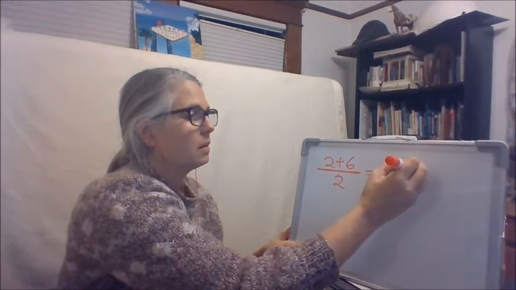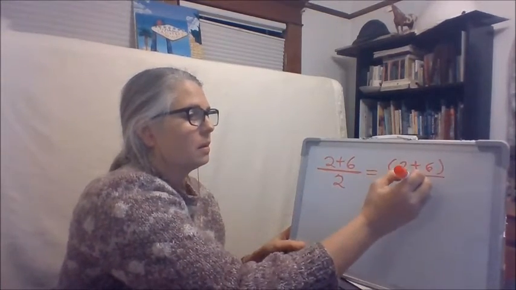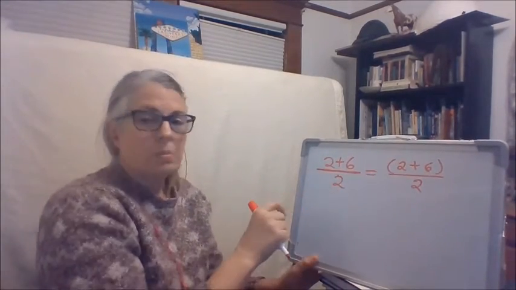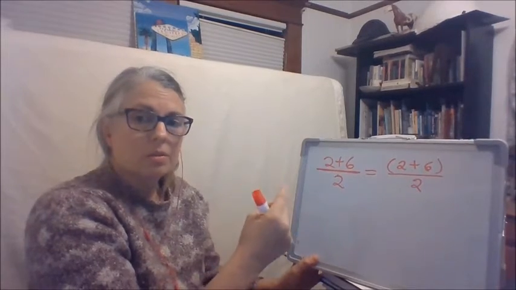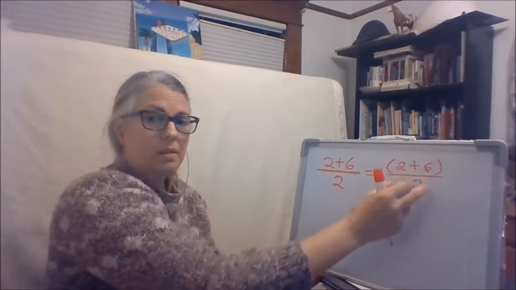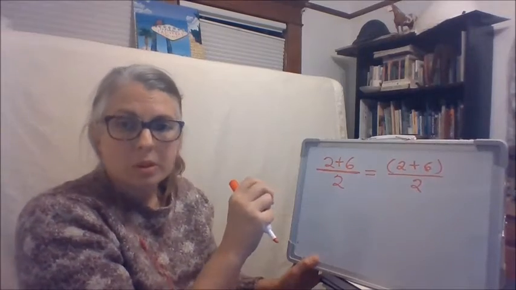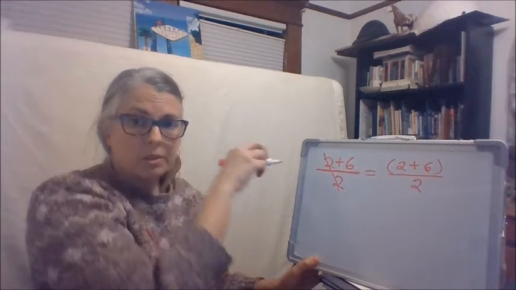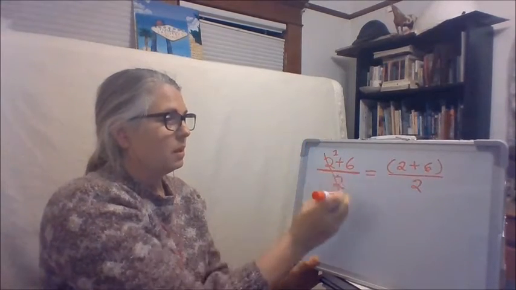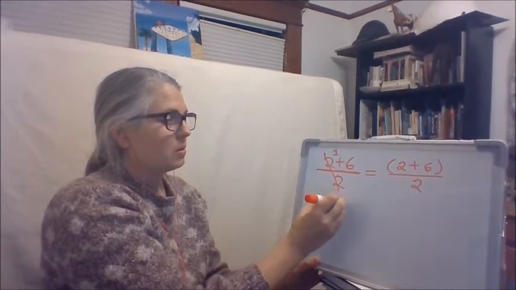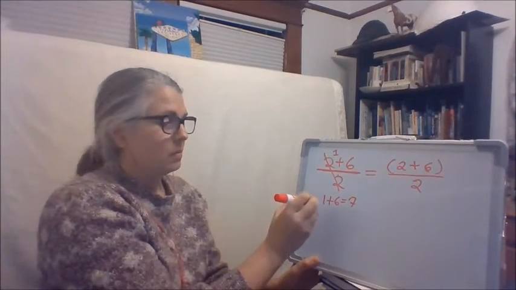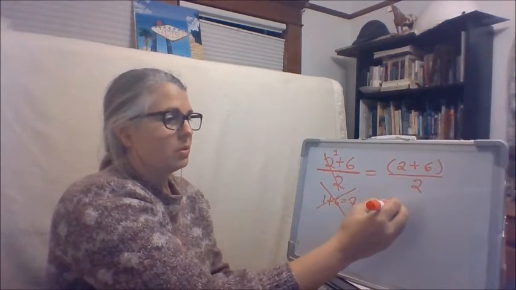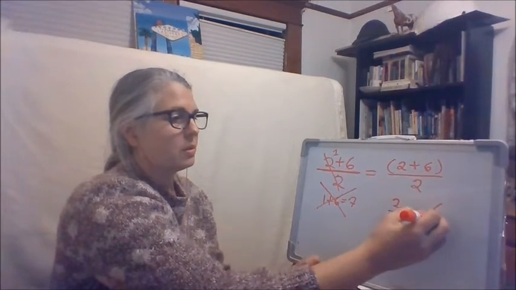And the reason it's often helpful to write that in parentheses like that is to remind you that it's this whole thing divided by 2. Because what students sometimes want to do is say, oh, 2 divided by 2 cancel out and I get 1. And so my answer is 1 plus 6 equals 7. But that's not right, because it's this whole thing divided by 2. It's the 2 divided by 2 plus the 6 divided by 2, and I get 1 plus 3 equals 4.